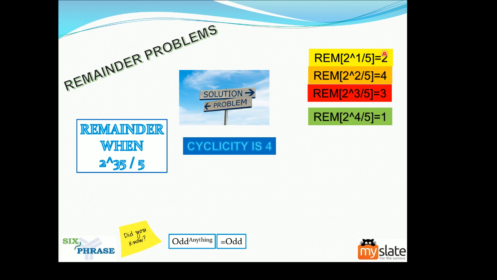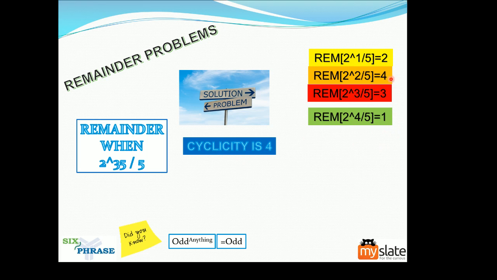2 4 3 1, 2 4 3 1, 2 4 3 1. Once you reach this 1, again it will be 2 4 3 1. So you have to look for this number 1. Whenever you get the number 1, your cycle is complete. In this case the cycle is 4, so that's why the cyclicity is 4.